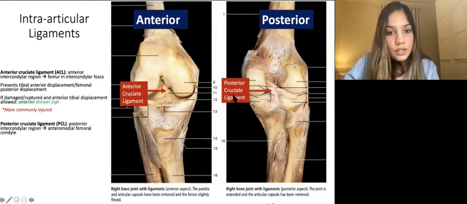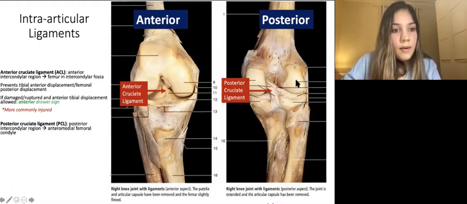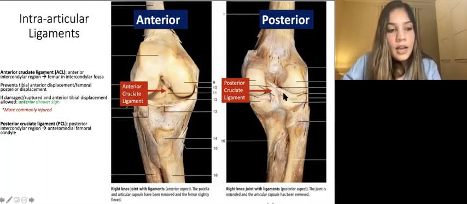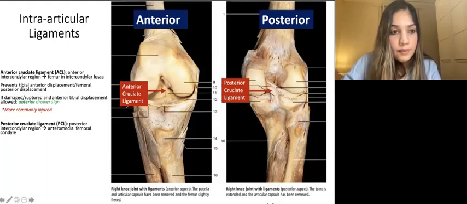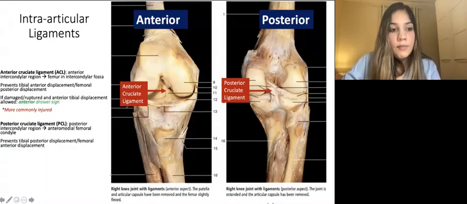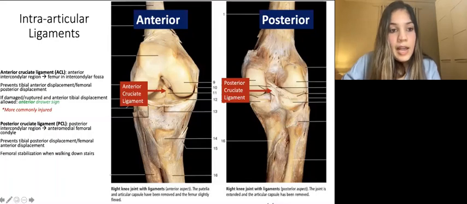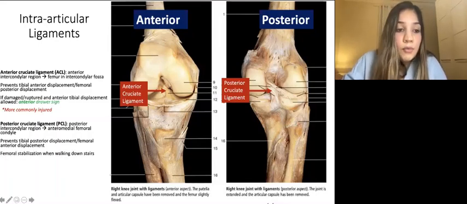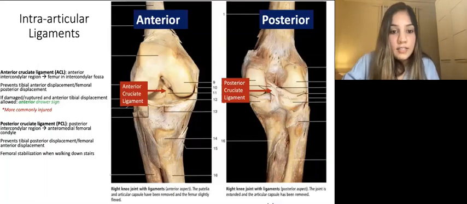And then with the posterior cruciate ligament, it's located in the posterior intercondylar region, so between the condyles, and it goes to the anteromedial femoral condyle as well. This prevents displacement of the posterior tibia and displacement of the anterior femur. It also helps with femoral stabilization when walking down the stairs.